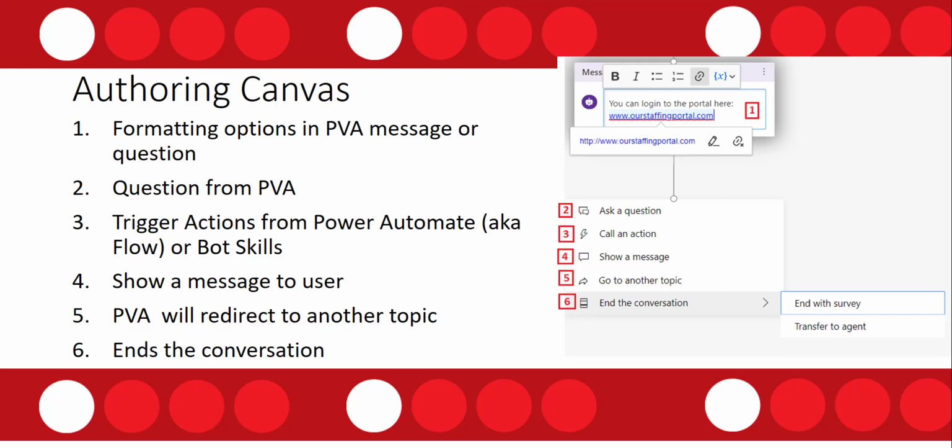You can call an action as well. That allows you to trigger outside logic. So this could be from Power Automate or from skills. And skills are a series of actions which can be built using the Bot Framework. So yes, you can use code, you just don't have to use code, but it is an option in here as well.